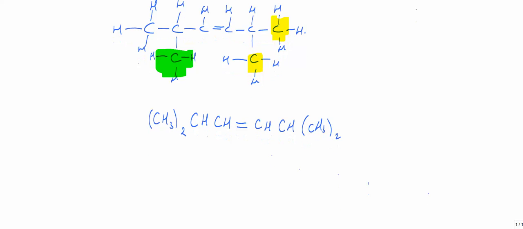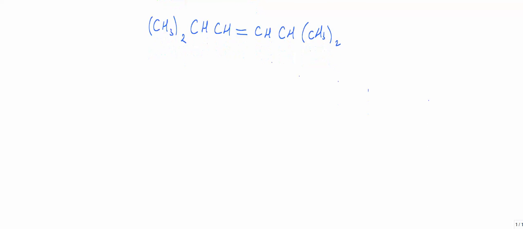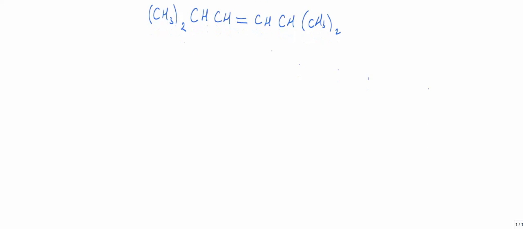When we come to haloalkanes, it's a very similar sort of process. So for example, we can have CH3, CH2, CHCl, CHCl, CH3, for example.